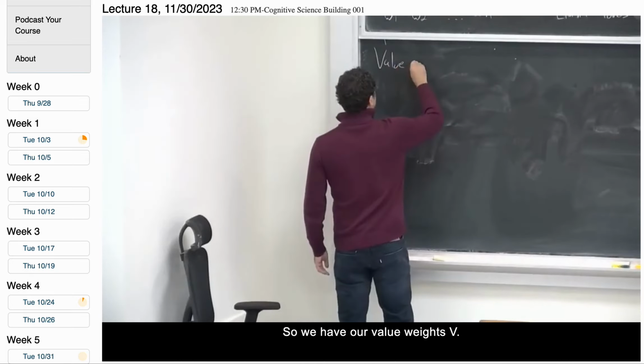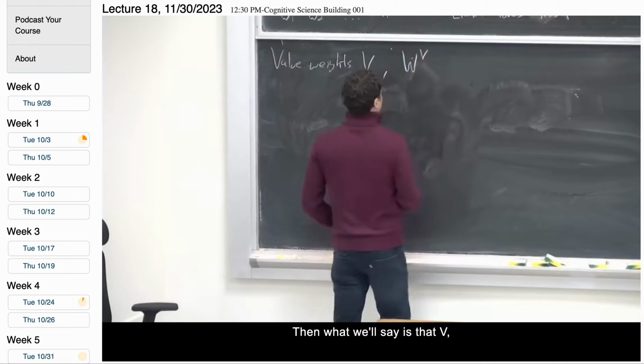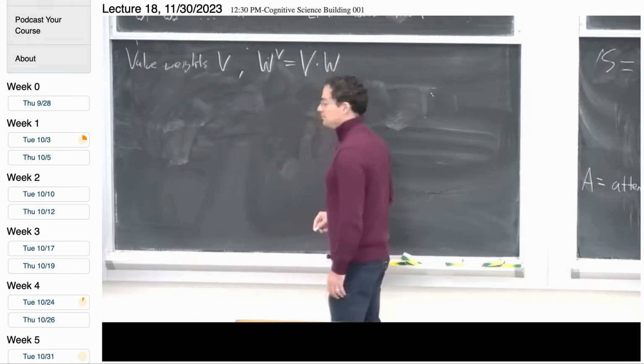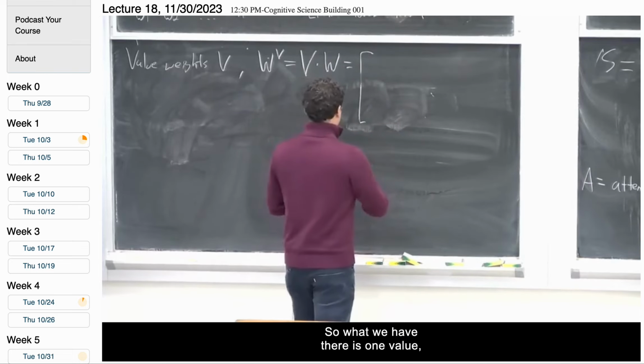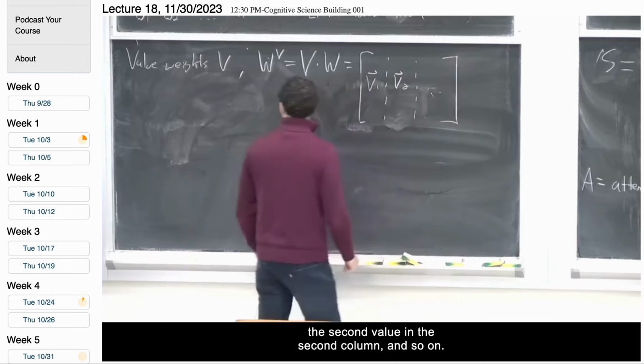So we have our value weights V, and then what we'll say is that WV is going to be a matrix that collects up all the values for all the words. It's going to be V times W. And so what we have there is one value, the first value in the first column, the second value in the second column, and so on.